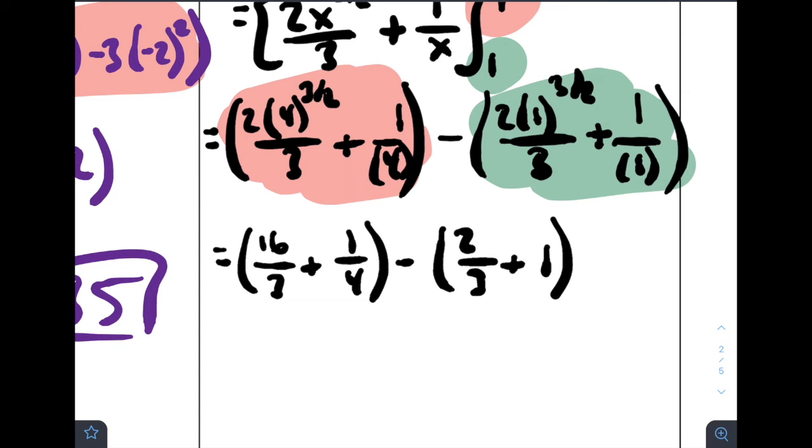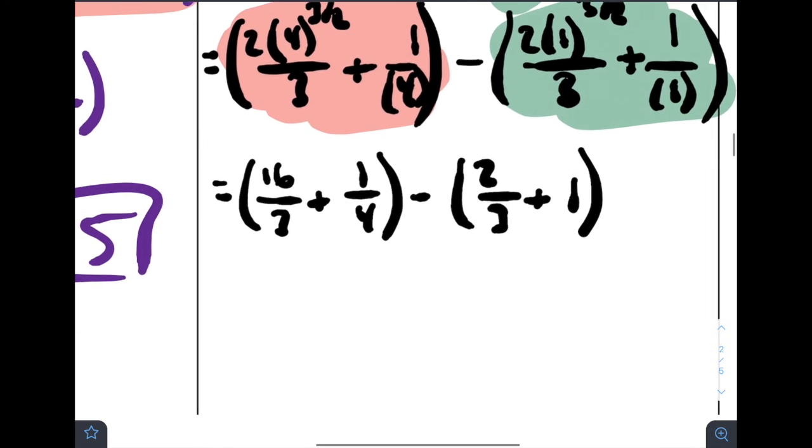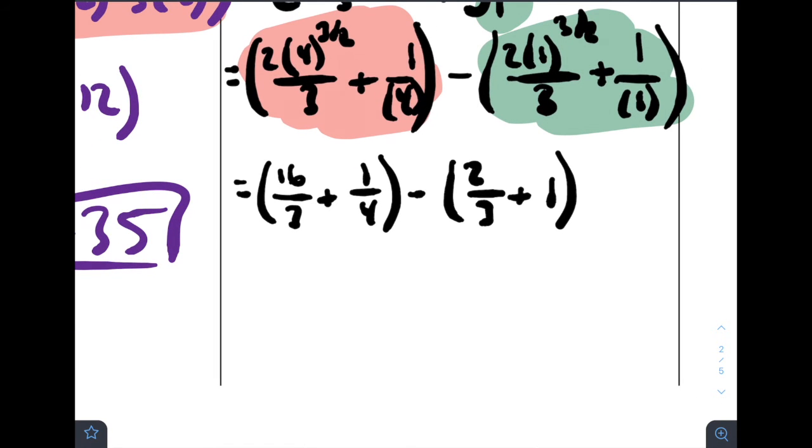Let's keep simplifying here. So now, if we're going to be able to combine these, we're going to probably want a common denominator. My goal here, again, is to do this without a calculator. So here I'm going to multiply both of these by 4. That's going to be 16 times 4, which is 64. So that's going to be 64 over 12 plus, here I'm going to multiply both of these by 3. So that's going to be 3 over 12. Now they both have the same denominator.